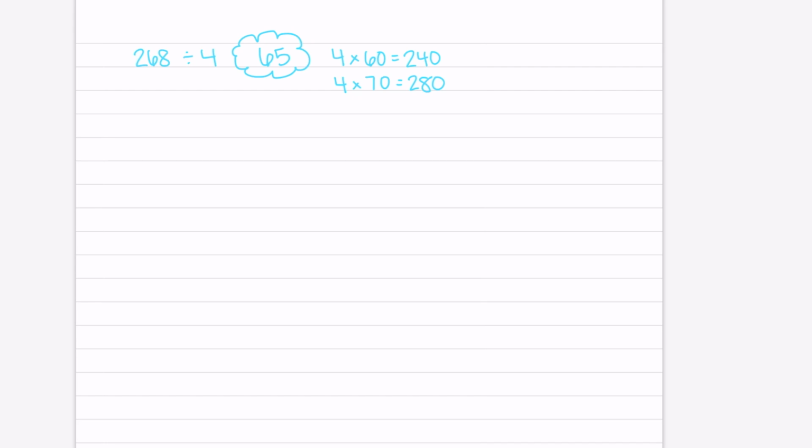Alright, so when I'm using an area model, the first thing I want to do is draw a rectangle. So I have my divisor as my known dimension. So in this case, I know that my length or width is 4. Next, I know that the total 268 should be what this adds up to. So I'm going to keep that in mind.